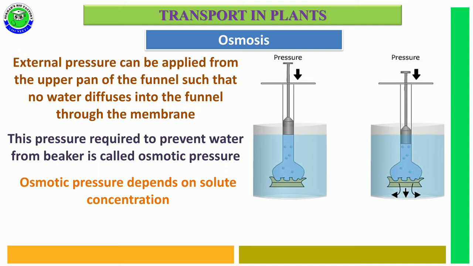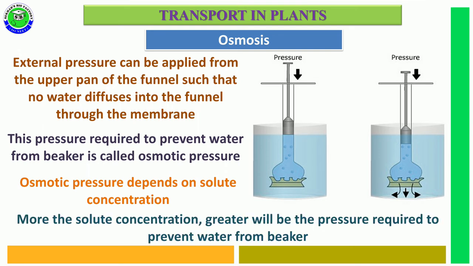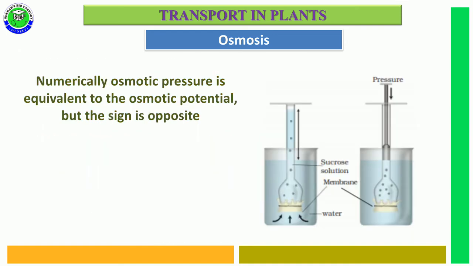So osmotic pressure generally depends on the solute concentration of the solution present in the thistle funnel. At this time, if the solution has more solute concentration, more or greater pressure is required to prevent the entry of water into the funnel. If the solute concentration is less, then by using less pressure, it can prevent the entry of water into the thistle funnel. So numerically, the osmotic pressure helps to prevent the entry of water into the thistle funnel.